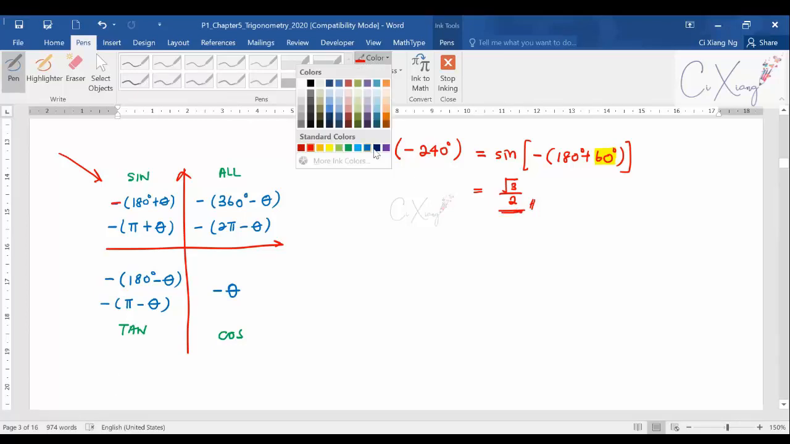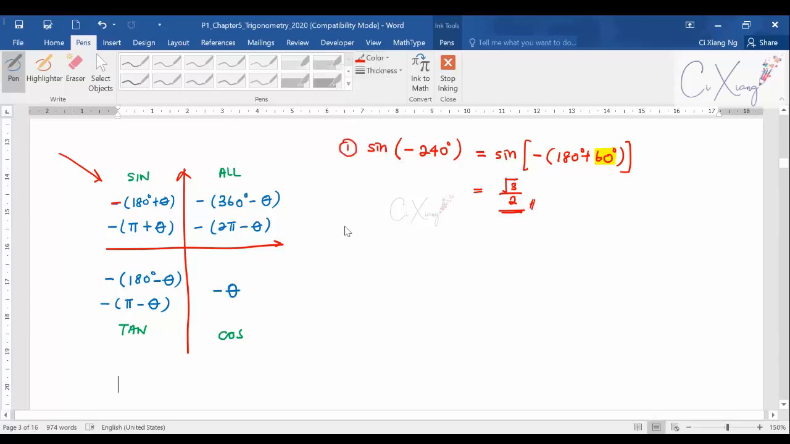Okay, so hopefully you roughly know the idea about it. Let's try another one. How about if I want you to find the value for cos? Let's say I want to get the value for cos negative 45.